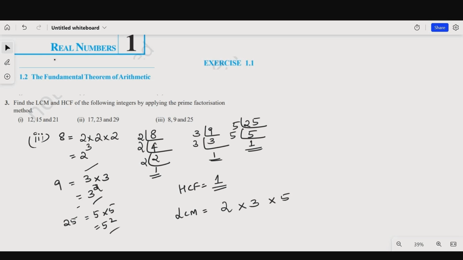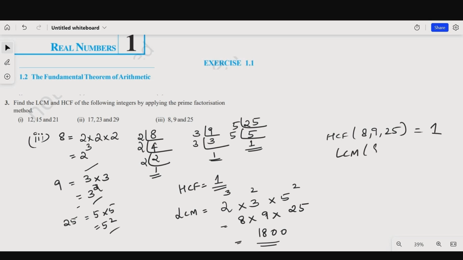Now let's take the greatest power. For 2 the greatest power is 3, for 3 the greatest power is 2, for 5 the greatest power is 2. So this will be 8 into 9 into 25, which is equal to 1800. So the HCF of 8, 9, 25 is equal to 1, and LCM of 8, 9, 25 is equal to 1800.